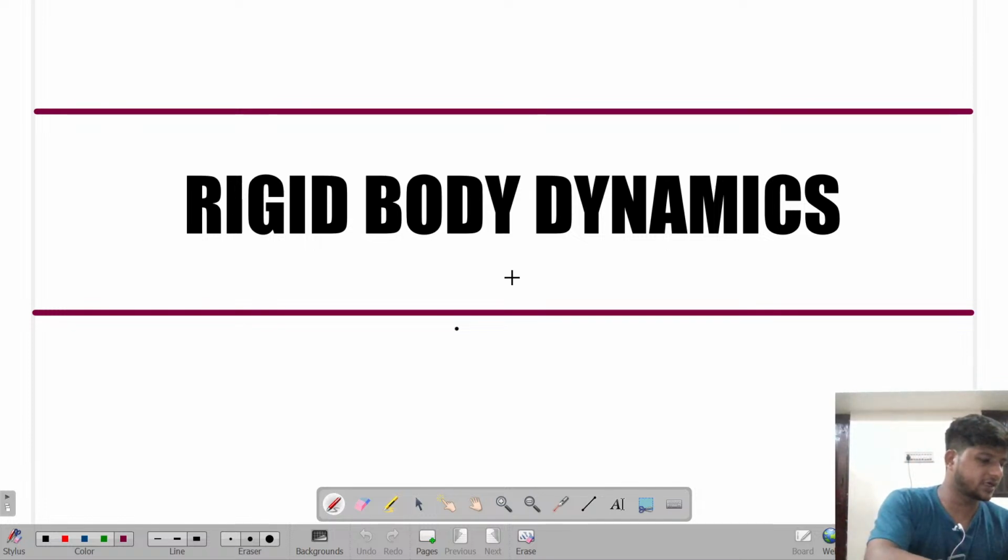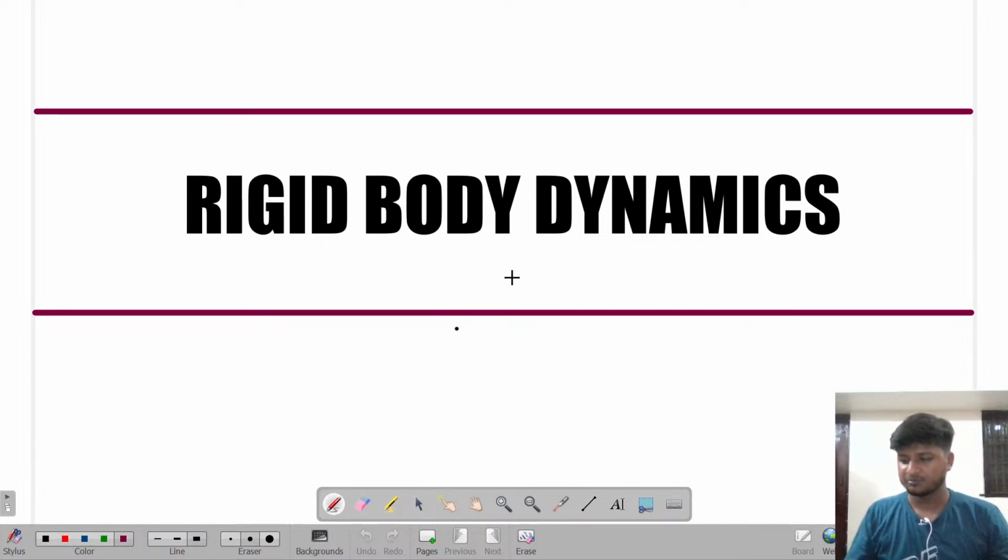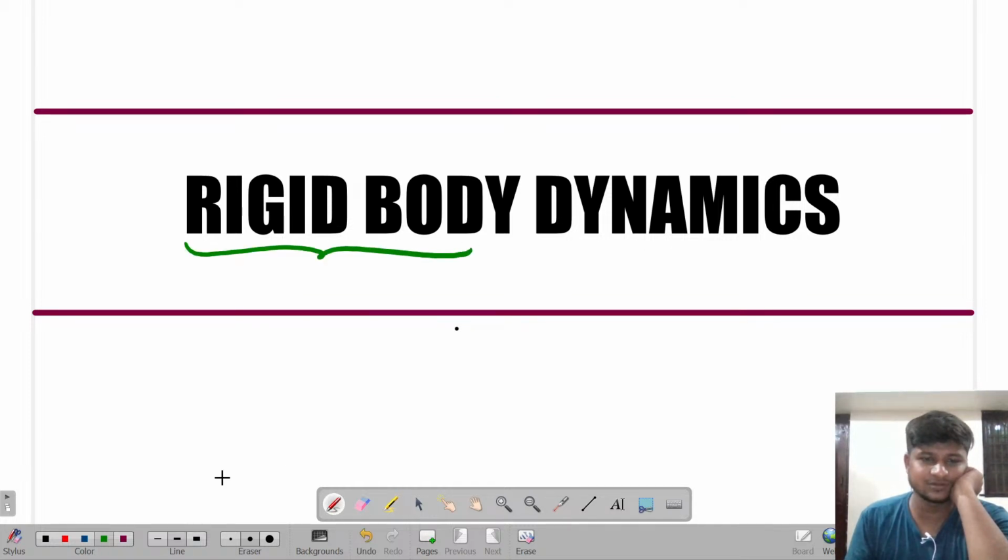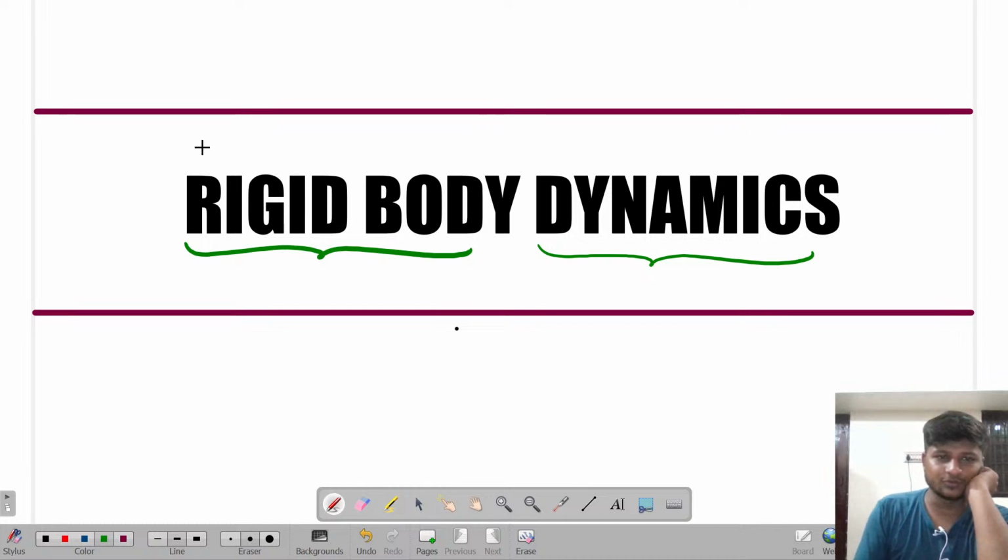As we were going to start rigid body dynamics, by the name it feels like this is a very big thing. But still, if you understand this, it is the easiest chapter ever. The idea itself revolves around rigid body. First, we have to understand what is called a rigid body, and then we have to understand its dynamics. So, two parts are there.